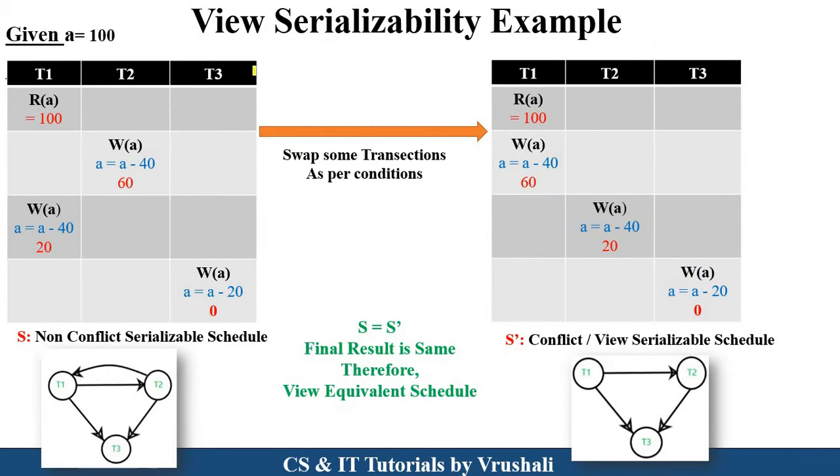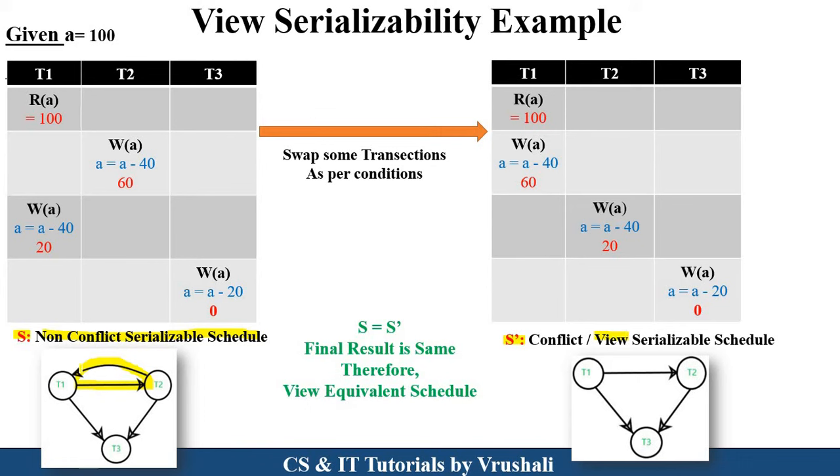Now see here, this is a view serializability example. Just focus on this given schedule S, which is non-conflict serializable and not in a consistent state, because while drawing the precedence graph it creates a cycle, right? So you need to convert this particular schedule into the schedule S dash, means you need to create the same view of that schedule but in the view format. Okay, how, I will tell you. First just understand the problem statement.